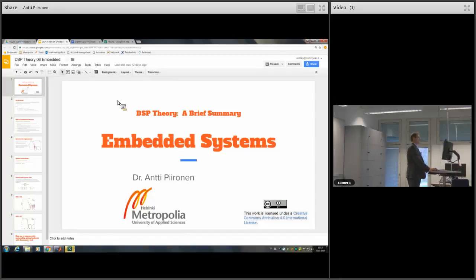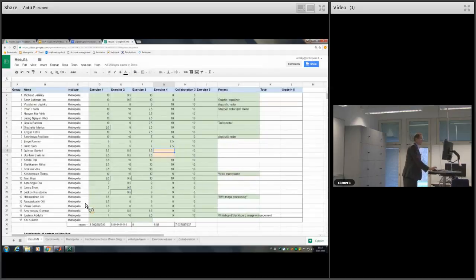So today's topic is about embedded systems, and this is a very short topic. It just introduces what kind of special things you need to take care of on embedded systems, because you do not have MATLAB, and you usually do not have computing power on embedded systems. In quite a lot of cases, you don't even have floating point numbers on the embedded system.